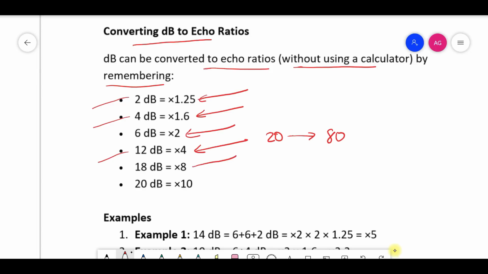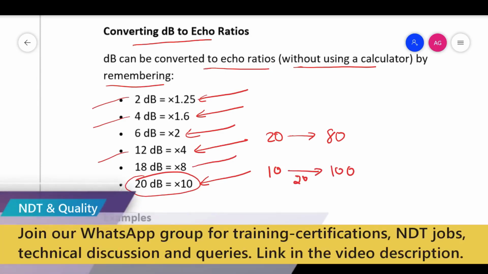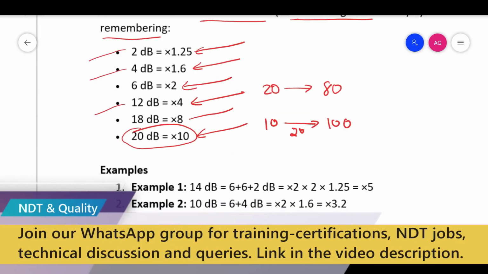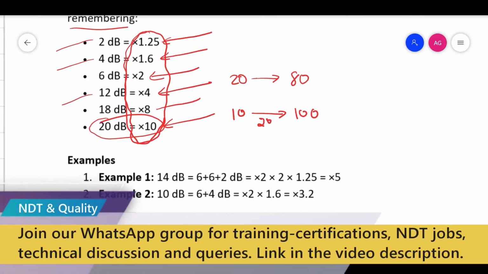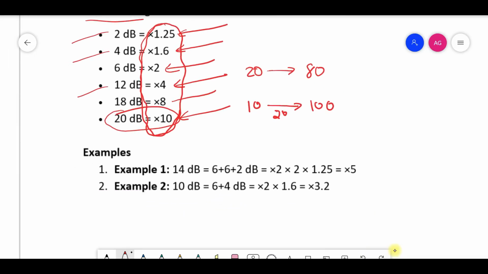Similarly, if you increase it by 8 dB, it will become 2.5 times, and if you increase it by 20 dB, as we saw earlier, it will become 10 times. Then 10% will become 100%. Okay. So you can remember this ratio directly, like 1.6 for 4 dB. You can do the calculation directly by using it.